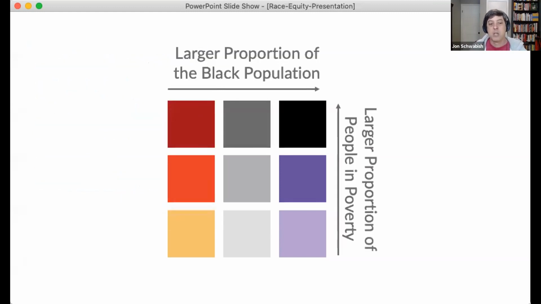So what are perhaps some better phrases or words to use? Larger proportion of the Black population, larger proportion of people in poverty. Yes, they're more verbose. Yes, they're longer. Yes, they take more lines, but they're more empathetic. And they're a better description of these two groups.